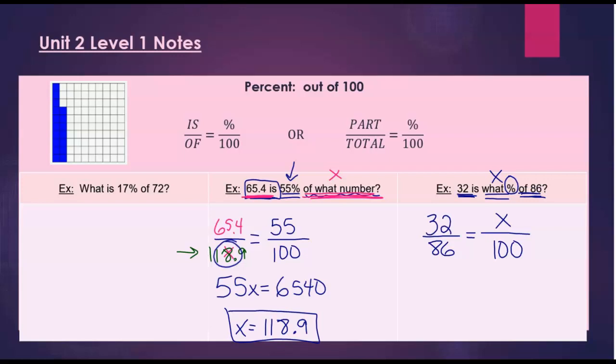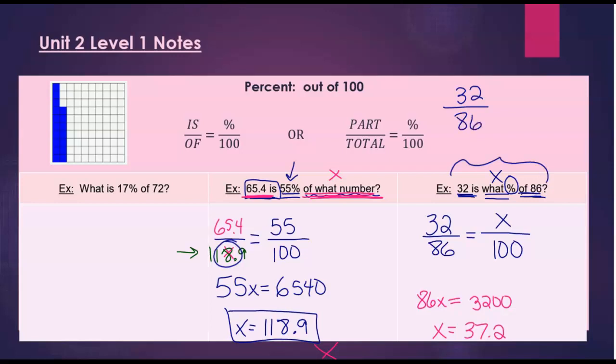So 32 times 100 is 3,200, and 86 times x is 86x. Take that 3,200, divide by 86, and we get 37.2093, and I'm going to round it just to the nearest tenth because I'm done with my answer. Now there is a quick shortcut for this one. Lots of times this is like if you take a test. If you got 32 correct out of 86, that's definitely not passing.